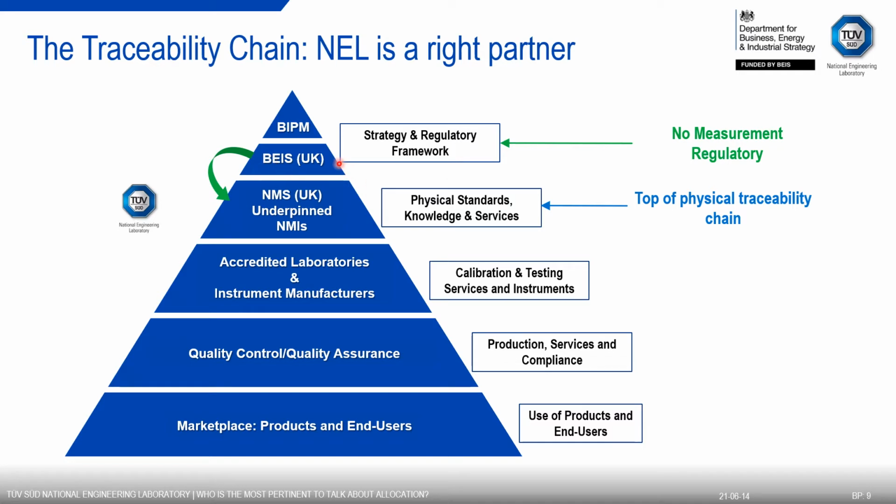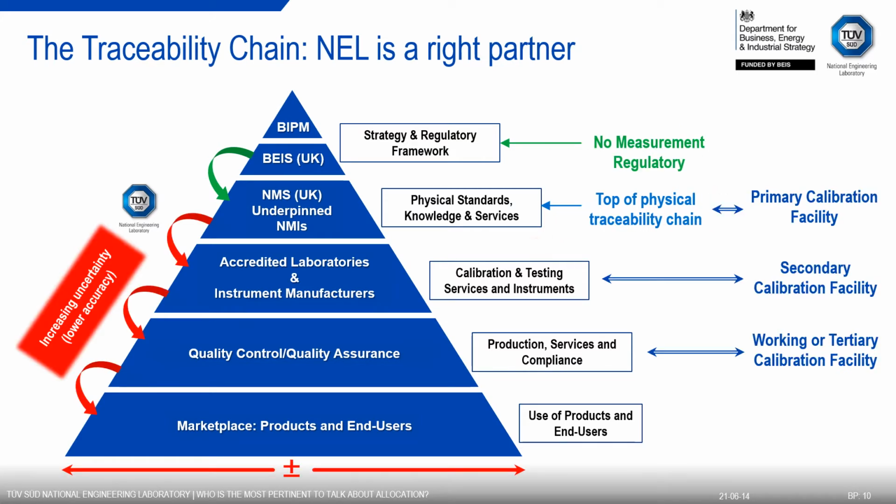Here I mention the UK one, which is the BEIS, and just below them you have the NMS and NMI. The NMS is the national measurement system. It is usually an infrastructure that ensures the accuracy and consistency of the measurement. And you have the NMI, the National Measurement Institute, and this is where you will do your measurement. This is the top of the physical traceability chain. This is what I'm showing here.